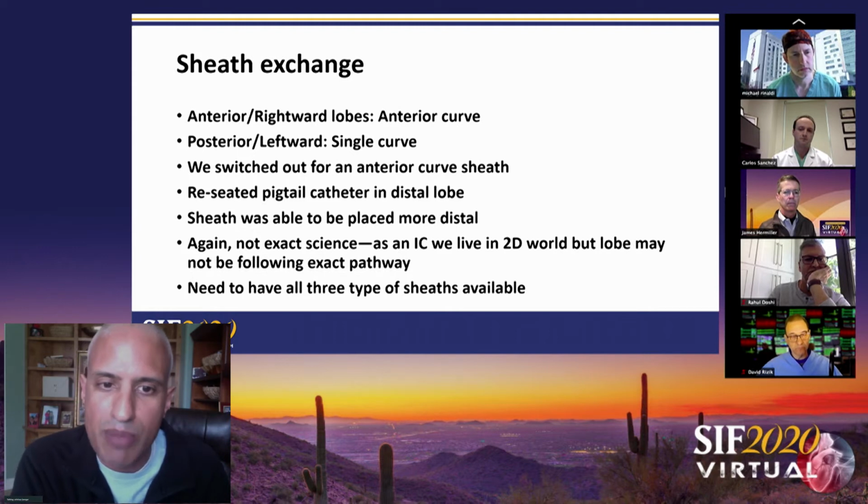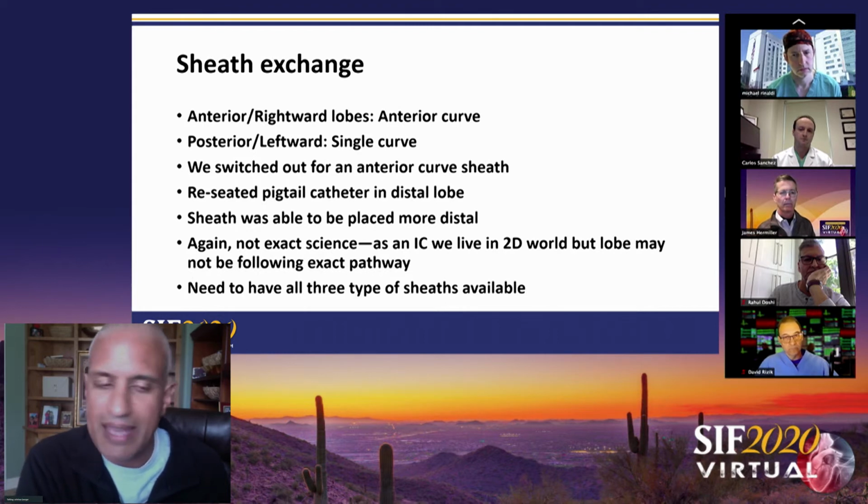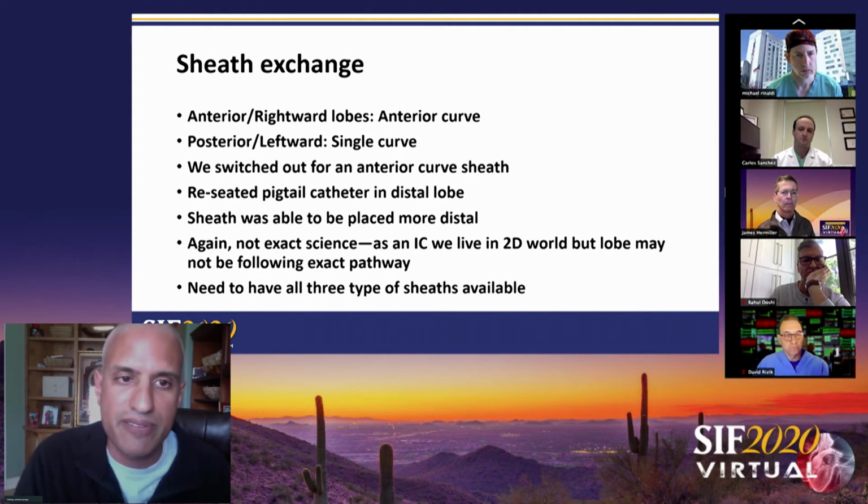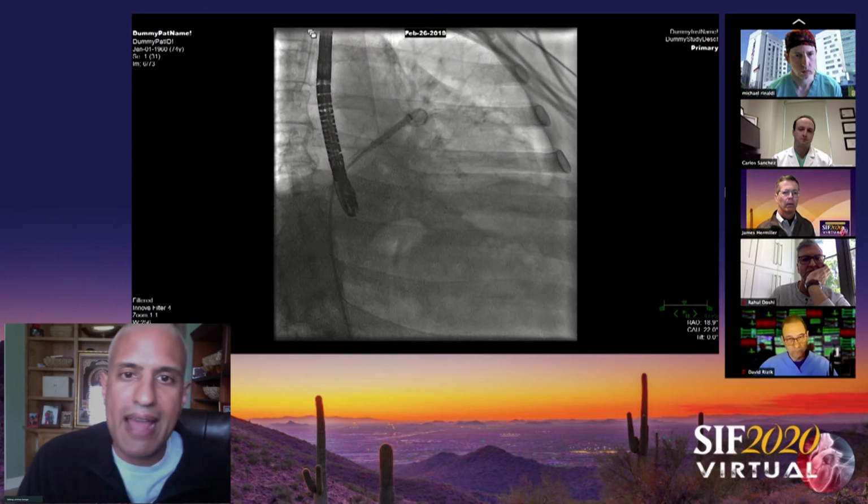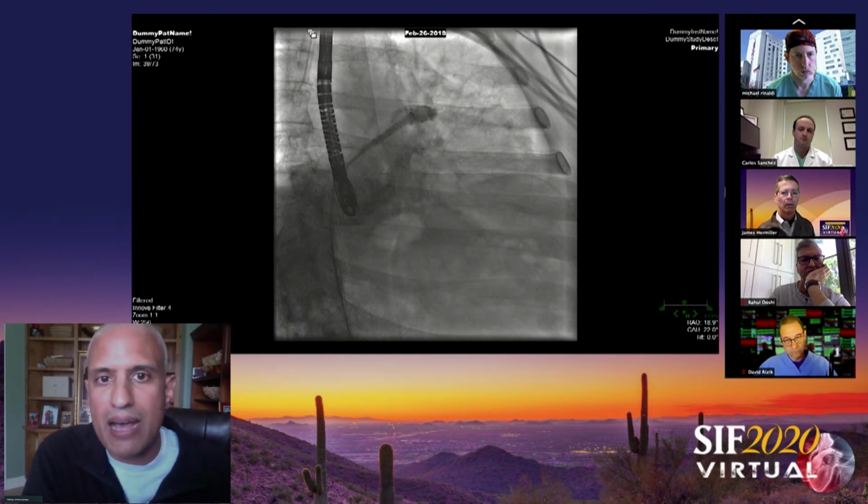The sheath was able to be placed more distal, but it's not exact science again. And as an interventionalist, I live in a 2D world. But again, lobes don't always follow the 2D pathway. So we need to have all three types of sheaths available. So whoever's doing procedures, having just a double curve on the shelf isn't good enough. And I would show you here now with the anterior curve, look at how distal.